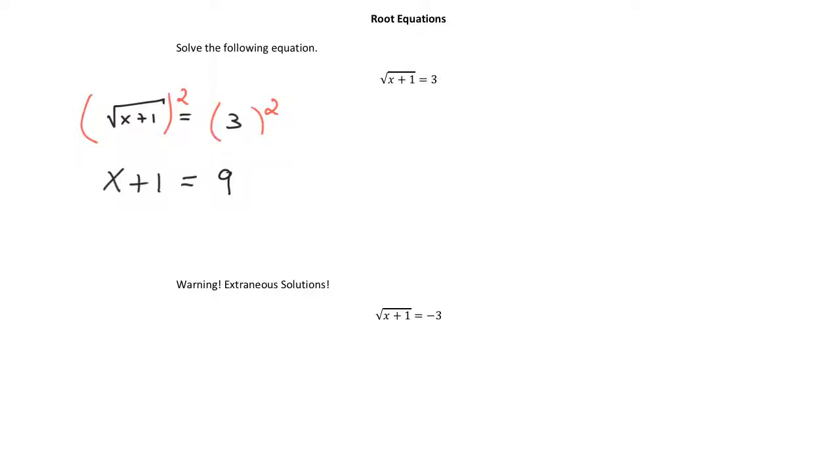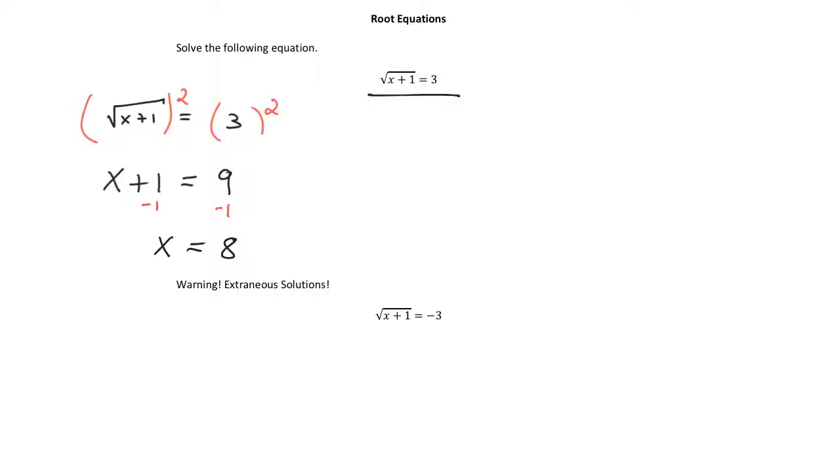So this is our general strategy for solving something that contains a square root. If you see a square root and you want to get rid of it, you can square both sides to do so. Anyway, we have x plus 1 is equal to 9, and if you subtract 1 from both sides, you get that x is equal to 8, and this is our solution to the original equation.